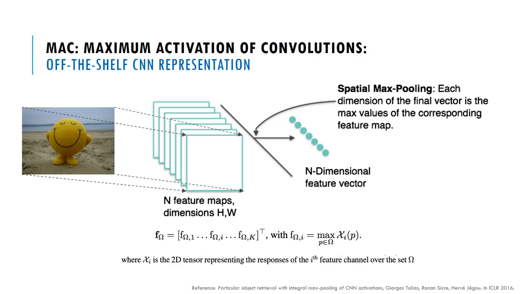So let's formalize this definition a little bit. The formal definition, we can call it MAC, maximum activation of convolutions. We can apply it to the entire image, and again we go to the last convolutional layer, and we will be able to sum pool, or max pool, according to the dimensions and produce this final n-dimensional feature vector.